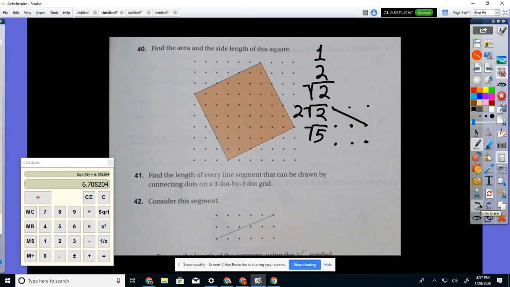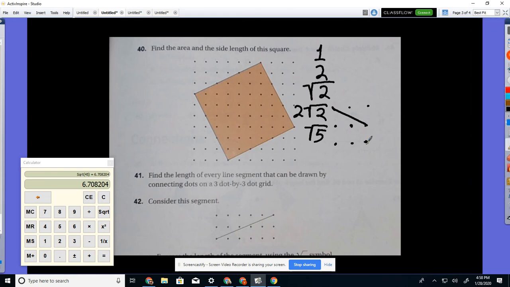Okay? But we have all those different lengths that we're looking at up there. 1, 2, and then the longest length we have is 2 times the square root of 2. Alrighty? This is the square root of 5. 2 times the square root of 2 would be a lower one. If you were able to do this, awesome. Again, nice start. Let's go ahead and look at 42.